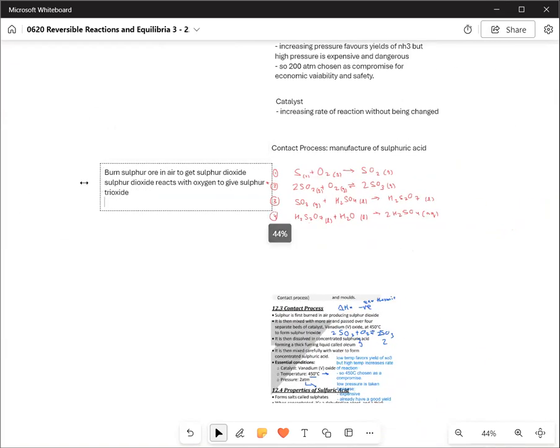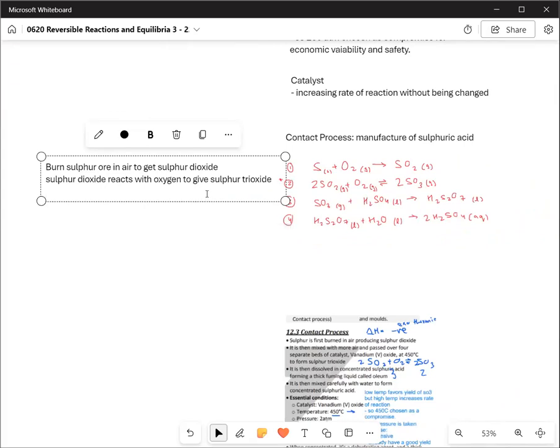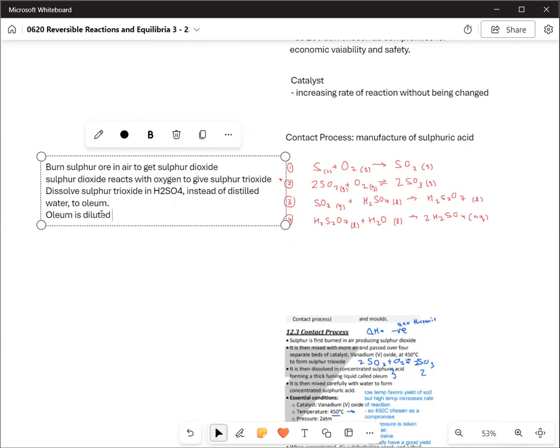Most of it is written in the equation itself. Now, afterwards, you dissolve sulfur trioxide in H2SO4 instead of distilled water to get oleum. And finally, oleum is diluted using distilled water. Get sulfuric acid.